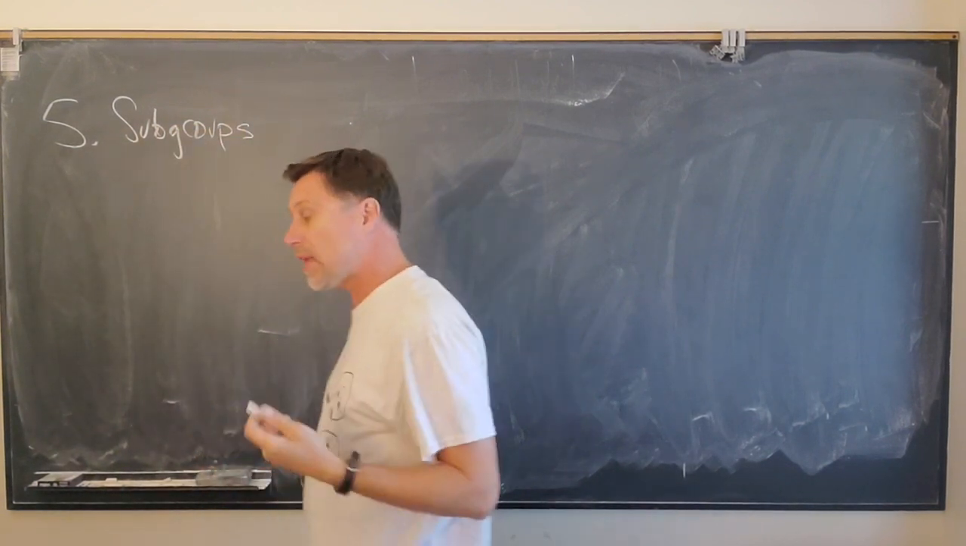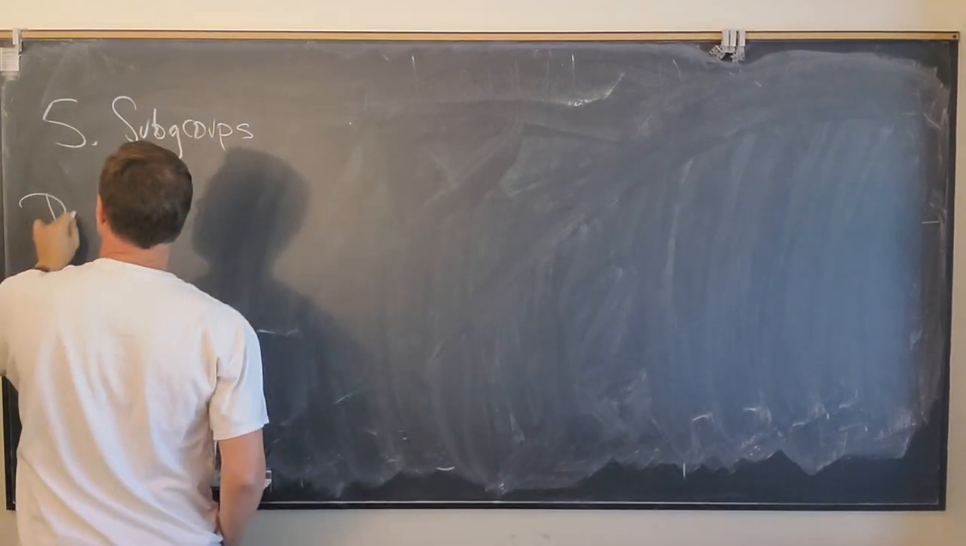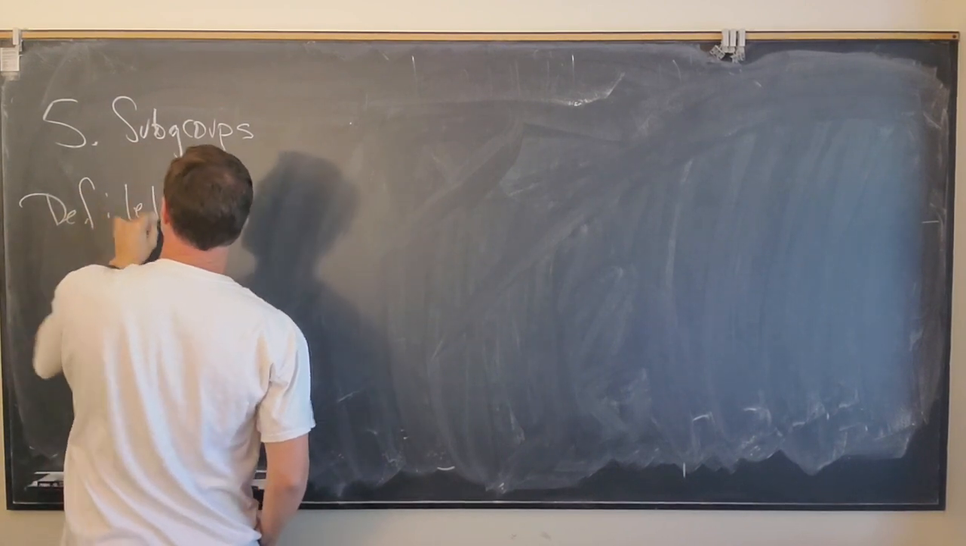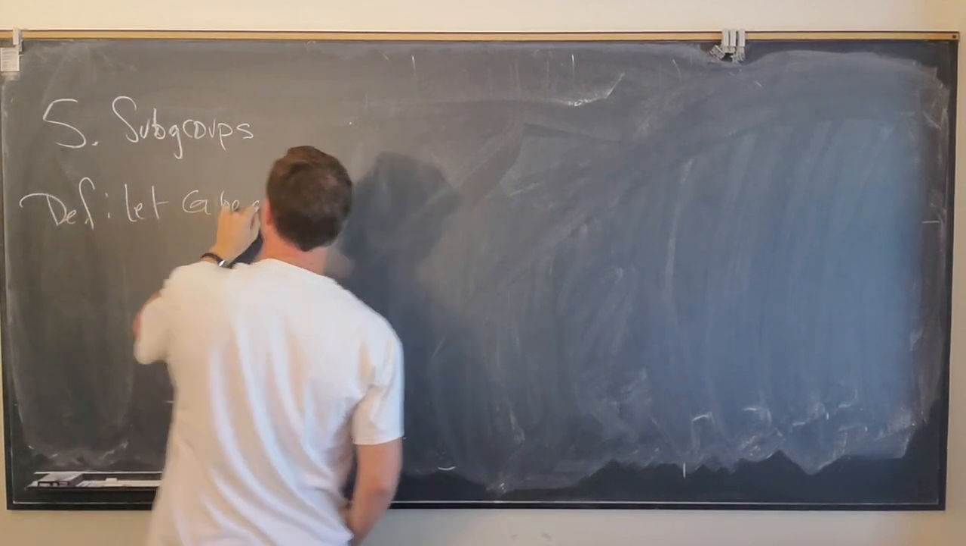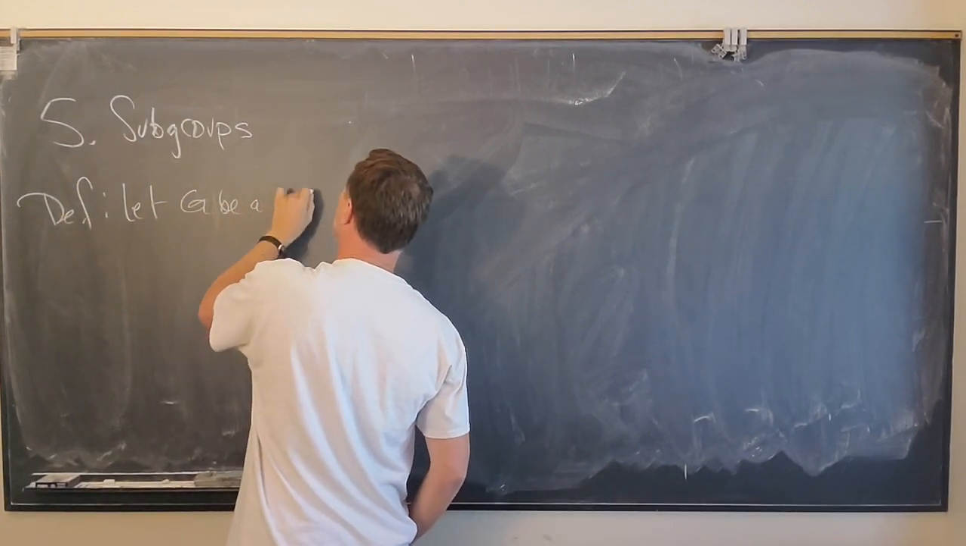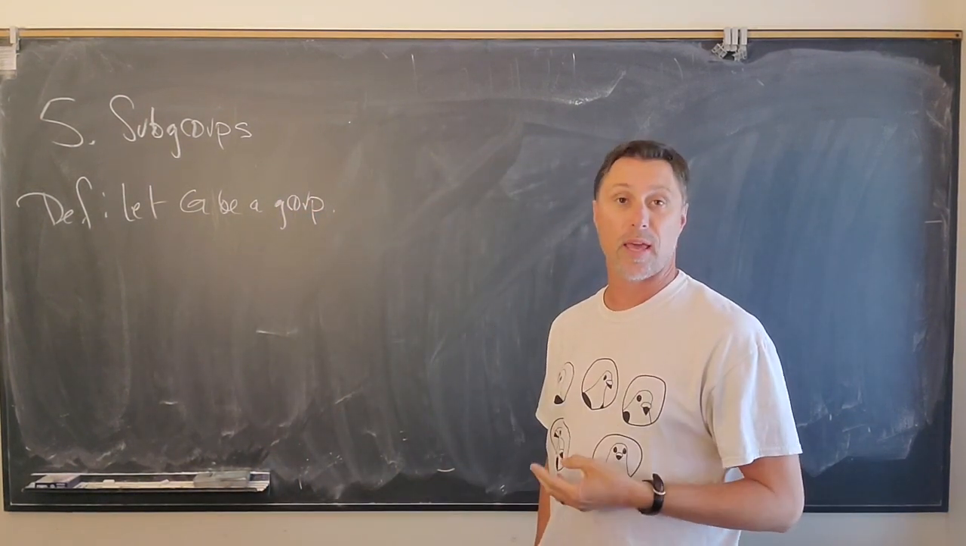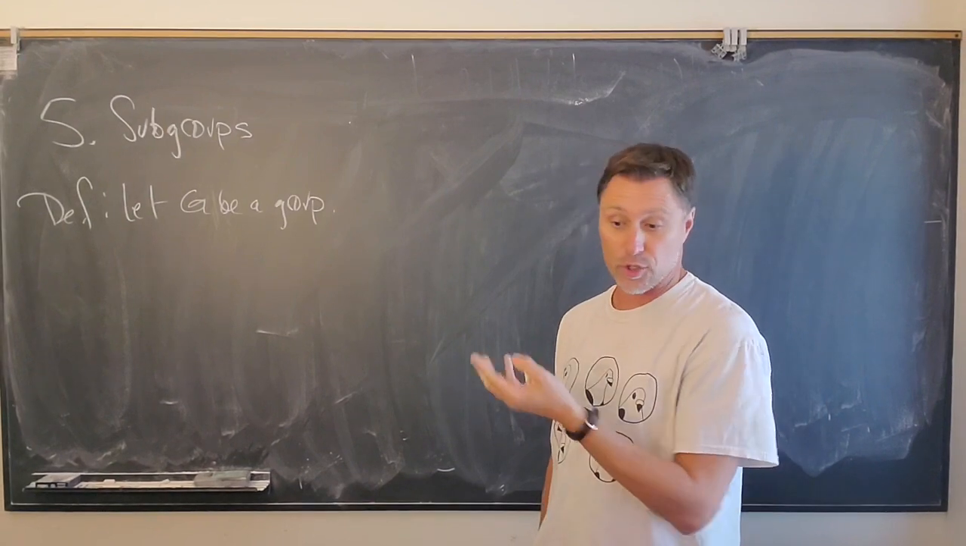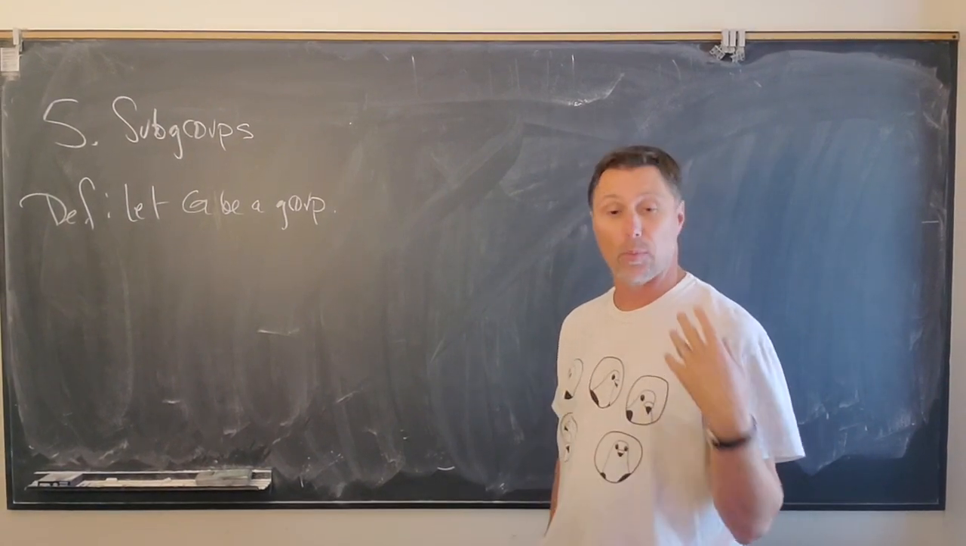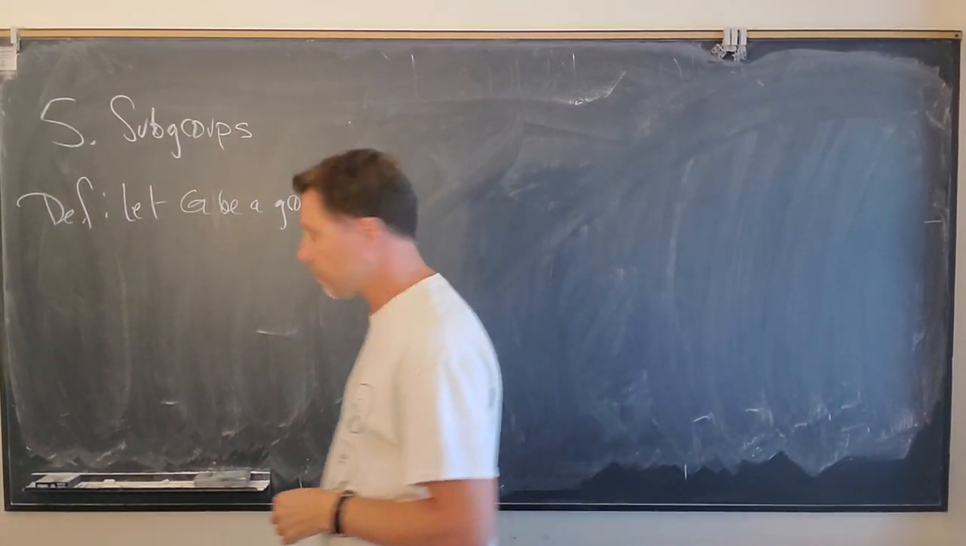And so we'll start with a definition. So let's let G be a group. Remember at this point and from here on out, we just say let G be a group. I don't need to say with operation star. It's understood that G has an operation, and we'll indicate that by juxtaposition.